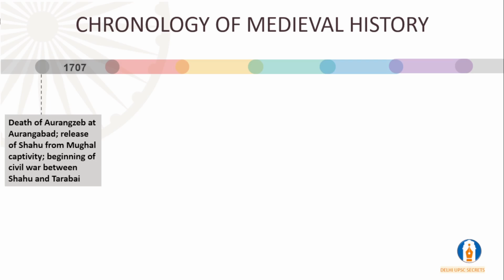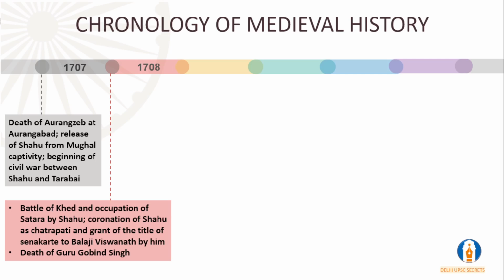From now, you can say it was a period of later Mughals. The release of Sahu from Mughal captivity happens. It's the beginning of civil war in the Maratha region between Sahu and Tarabai. Then in 1708, the Battle of Khed and occupation of Satara happens. Coronation of Sahu happens as Chhatrapati, and the grant of the title Senakarte to Balaji Vishwanath by him happens. And it is also the period where the death of Guru Gobind Singh Ji happens.